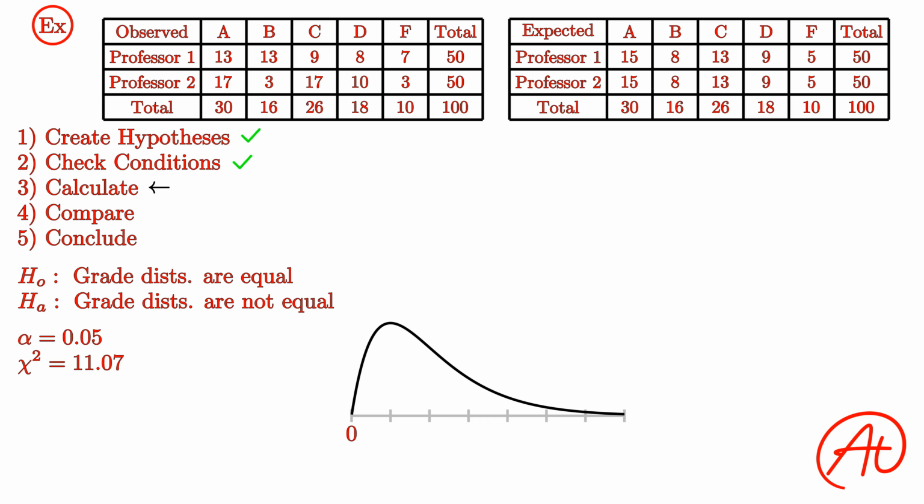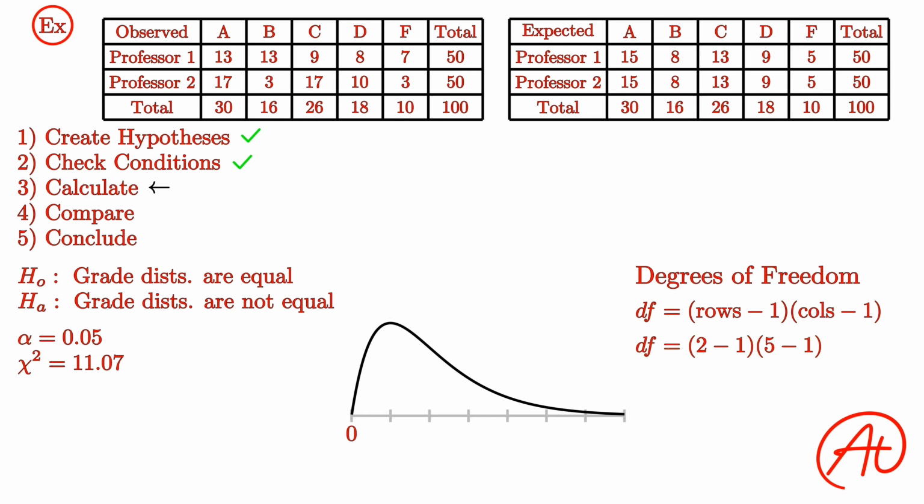To compensate for this, we have to bring back the idea of degrees of freedom. For chi-square tests for homogeneity, the degrees of freedom is calculated by the number of rows or groups in your table, minus 1, times the number of columns or categories in your table, minus 1. For our example, we have 2 rows and 5 columns, so our degrees of freedom are 1 times 4, which is just 4. This causes our chi-square distribution to look like this.